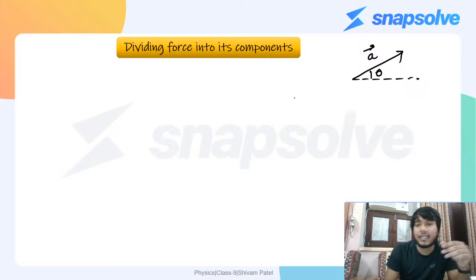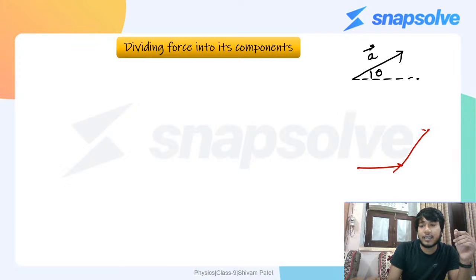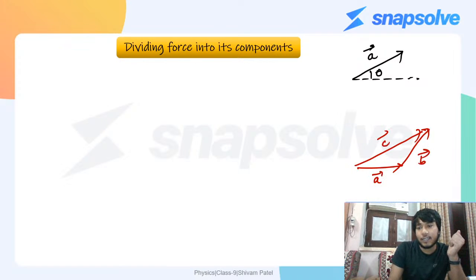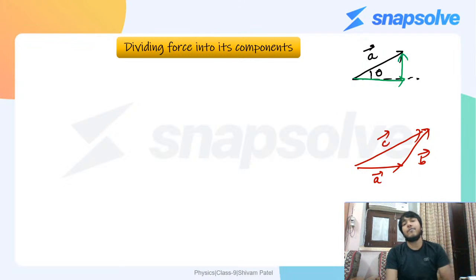The triangle law of vector addition says that if we have two vectors like this, this vector plus this vector, then the resultant of these two vectors will be this vector. So I can write in this case that A vector plus B vector is equal to C vector. Similarly, with the vector A, we can write that this vector A will be equal to this vector in horizontal direction plus this vector in vertical direction.